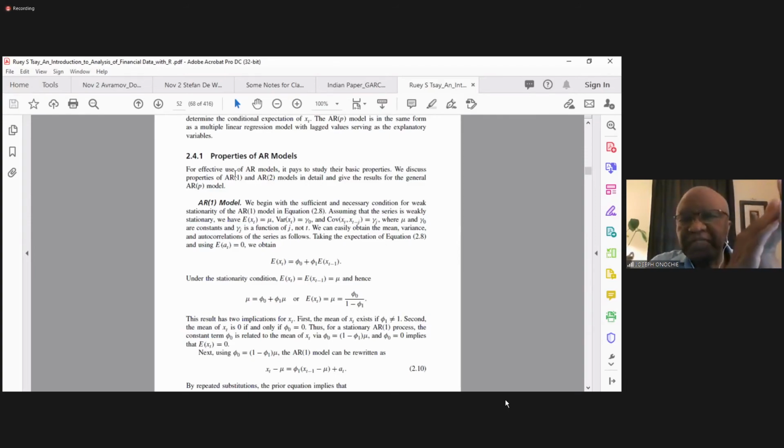And what are the properties we're going to study? For a given AR1 model, what is its mean? We're going to show what its mean has to be for stationarity, for the AR model to be stationary. So tonight we're going to work on only the mean of an AR1 model.